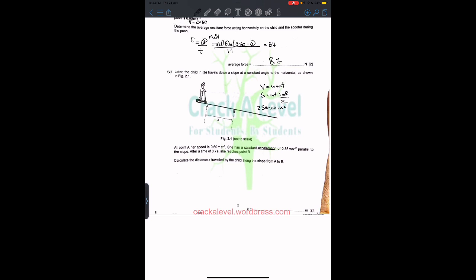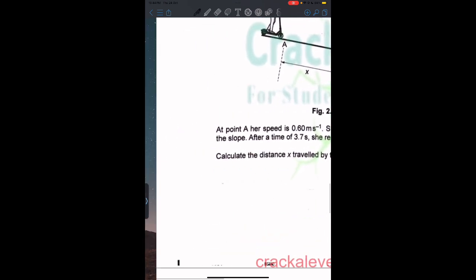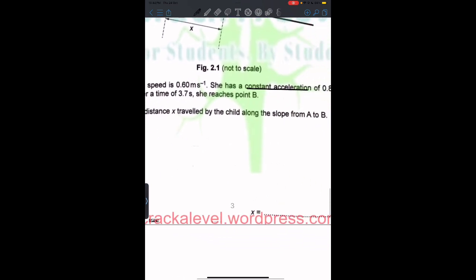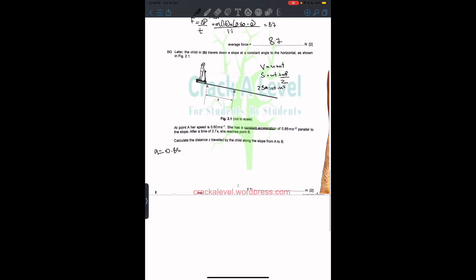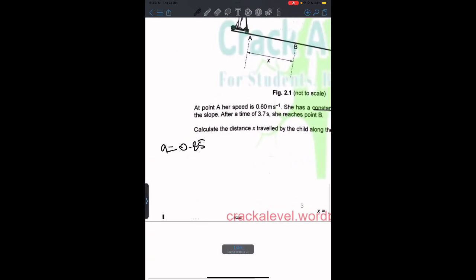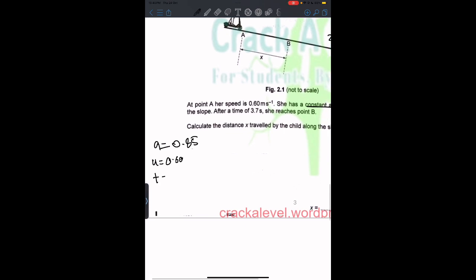What it says later on is that she has a constant acceleration of 0.85 meters per second squared parallel to the slope. At time 3.7 seconds she reaches B. Calculate the distance x traveled. So they want us to find this distance. We'll see what data we have. We have acceleration, which is given to us as 0.85. You don't need to write meters per second squared all the time, it's tedious. At point A, our initial velocity is 0.60. She has a time of 3.7 seconds.